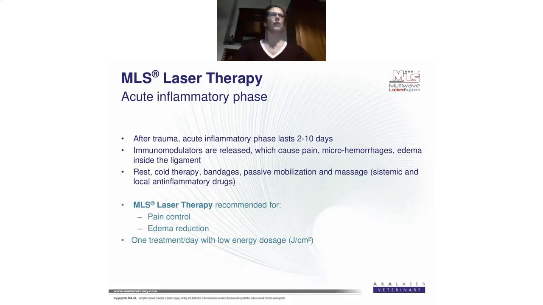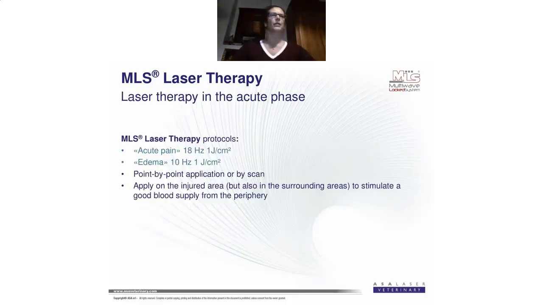So I will use one treatment a day with very low energy dosage. I talk about 1 joule per square centimeter. So which are the protocols? For acute pain, 18 hertz, 1 joule per square centimeter, edema, 10 hertz, 1 joule per square centimeter. As I told you before, if you don't have a good control of the pain with this protocol, you can use also the protocol with 1168. Point by point application.